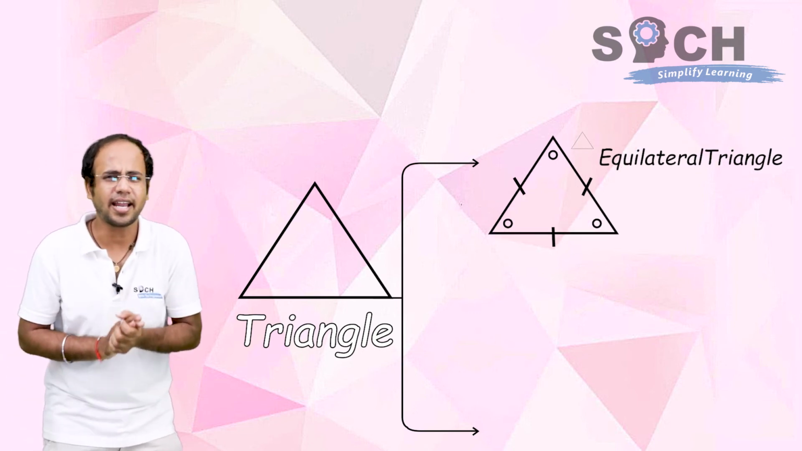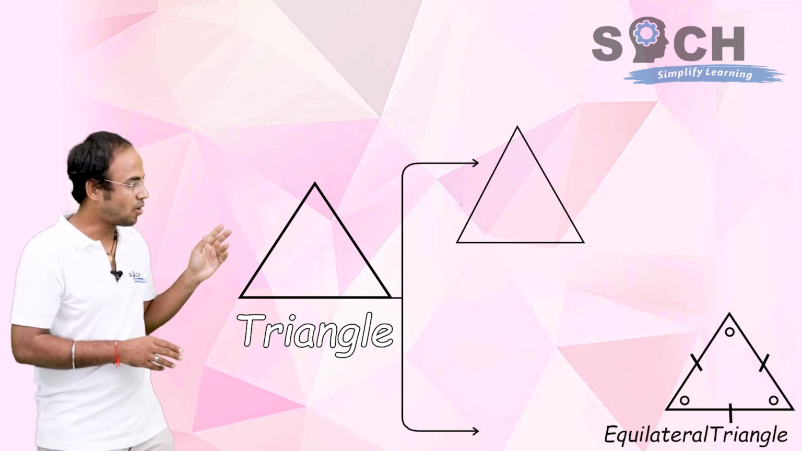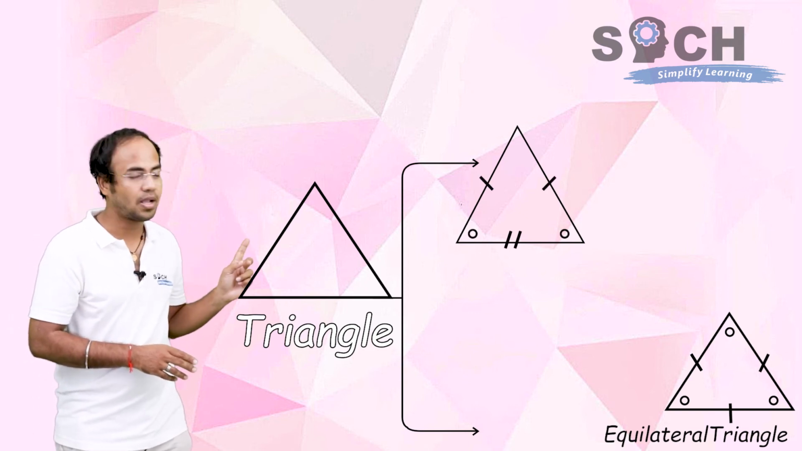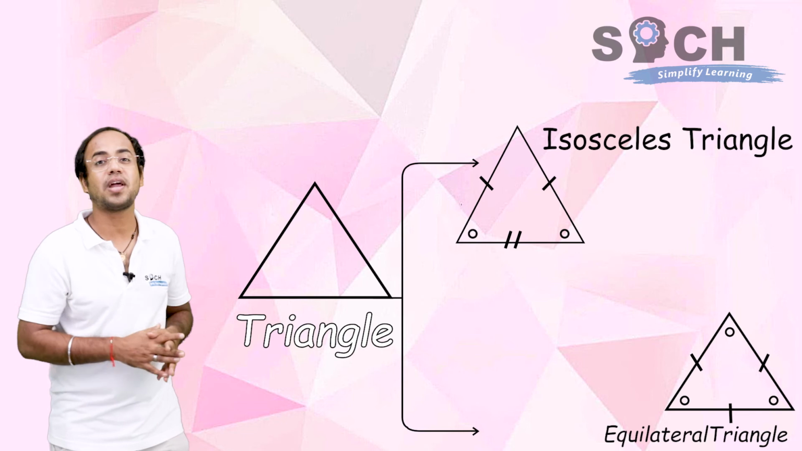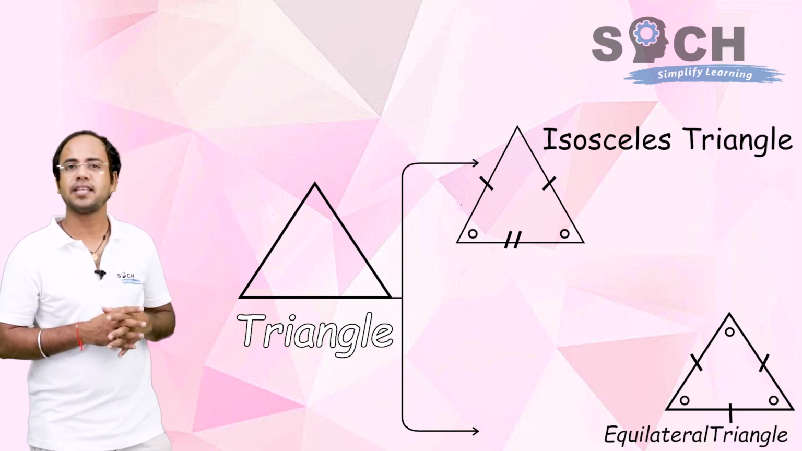Right? Second, what do you see in this second? The second is a triangle, but only two sides are equal, and of course two angles. Now these two sides being equal, it is known as an isosceles triangle, the way you pronounce it. So this is the second type.